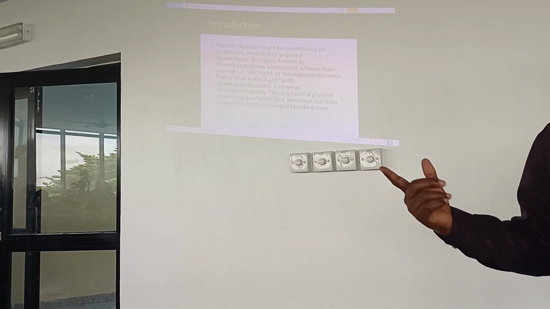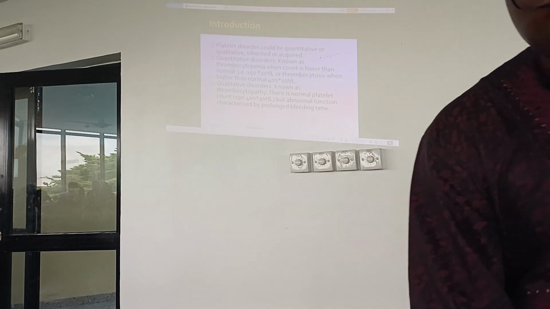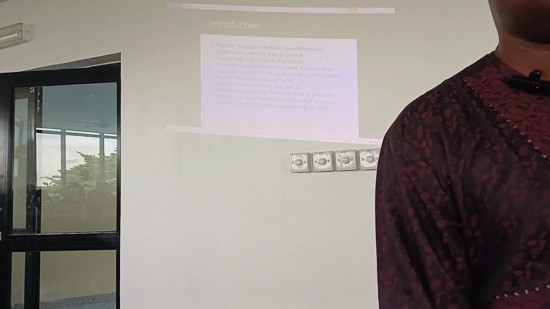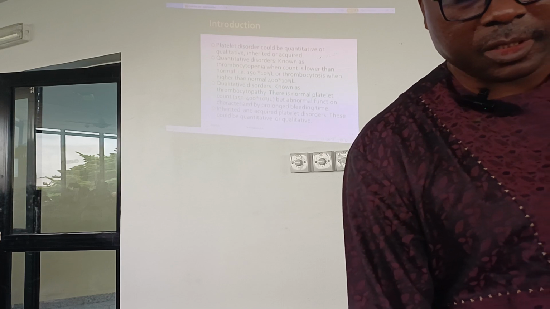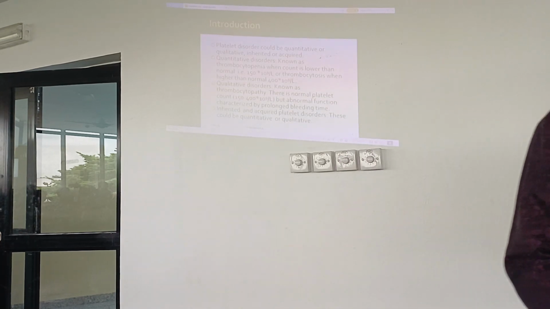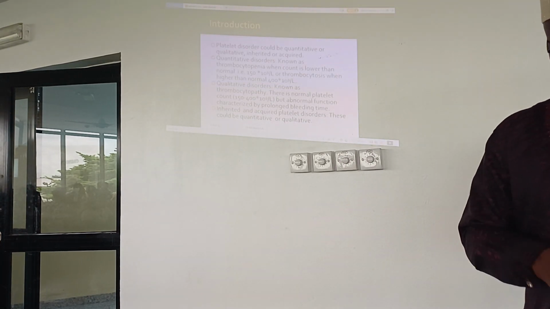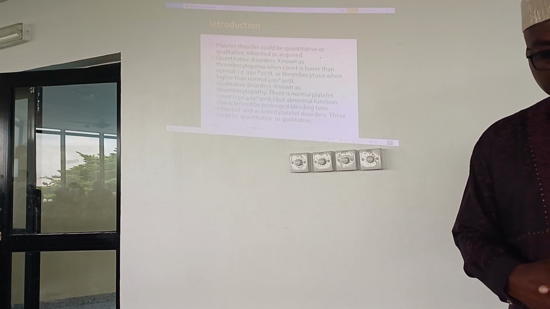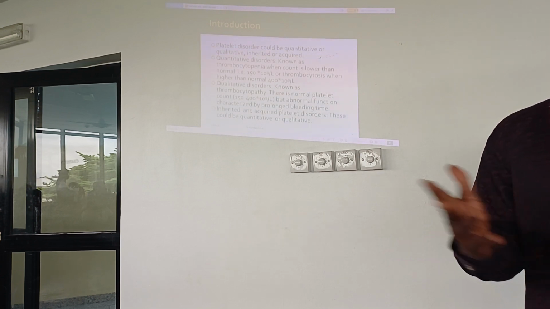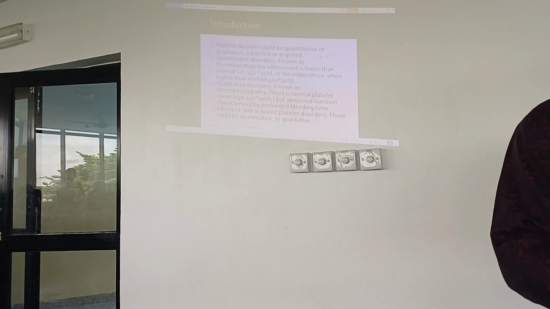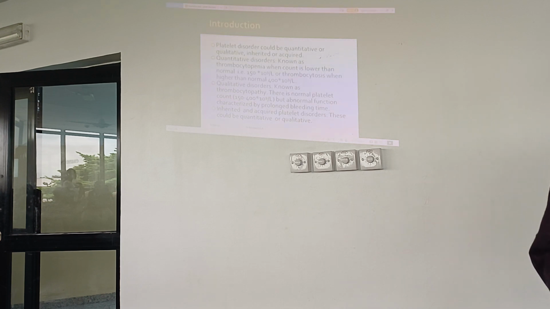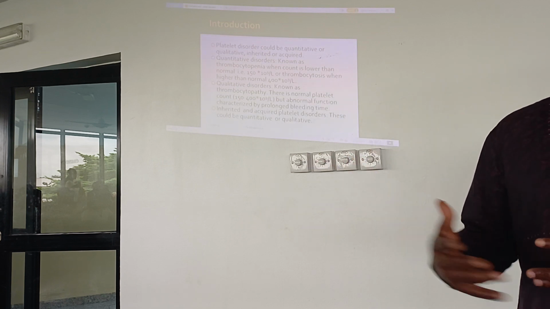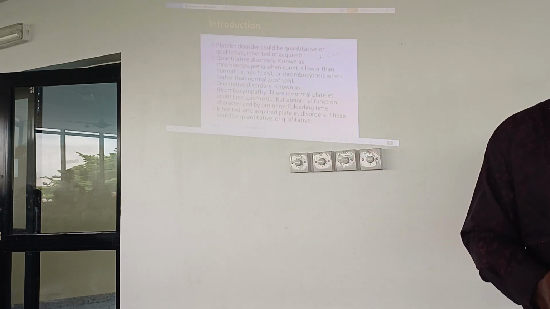So when the count is normal but the function is abnormal, it's thrombocytopathy. Okay, so it can also be an inherited condition, and some acquired conditions can also be responsible, whether the quantity and the quality will be defective. Okay, so in the process I will talk about the inherited platelet disorders.